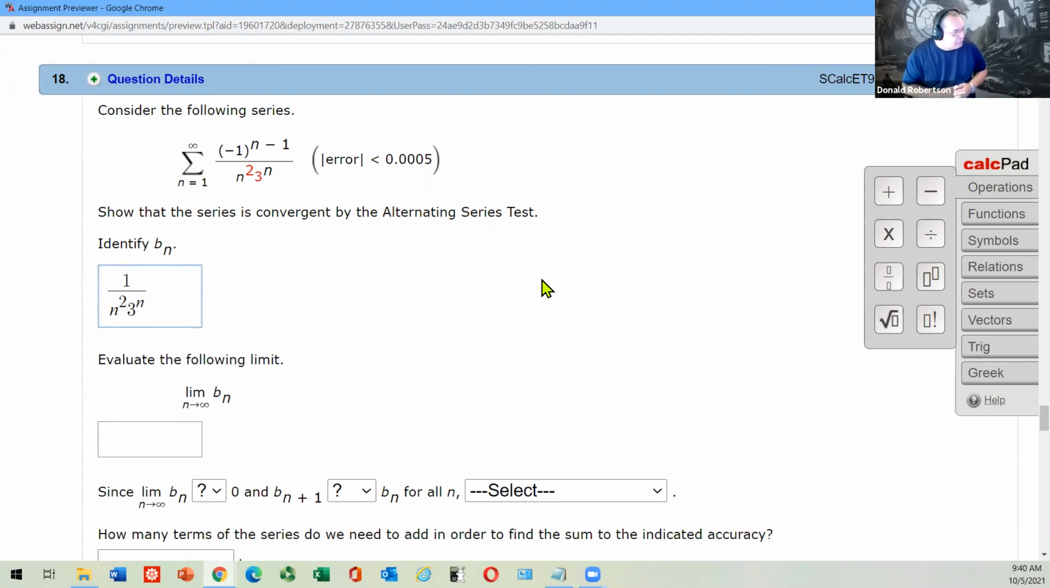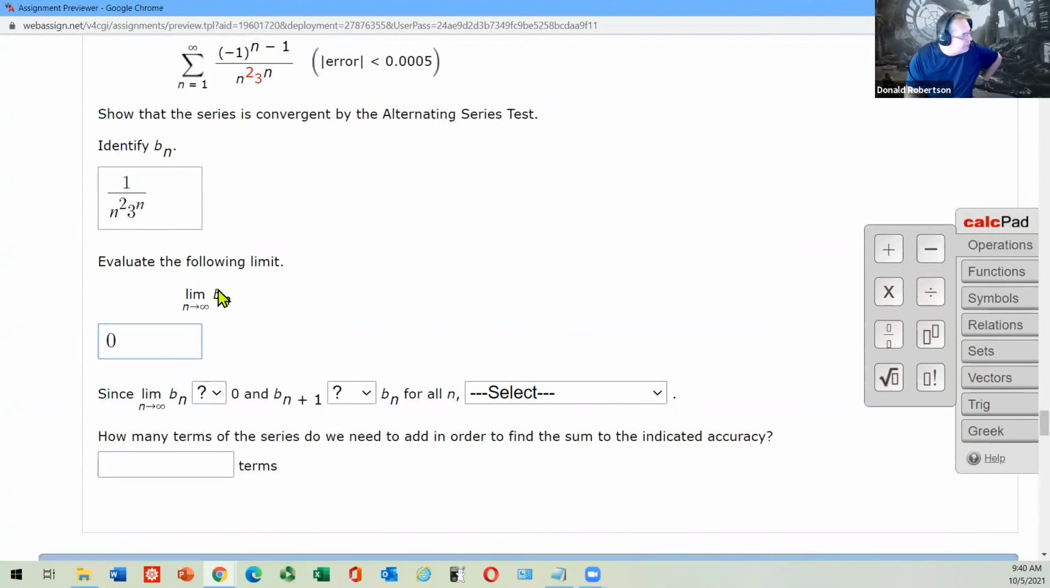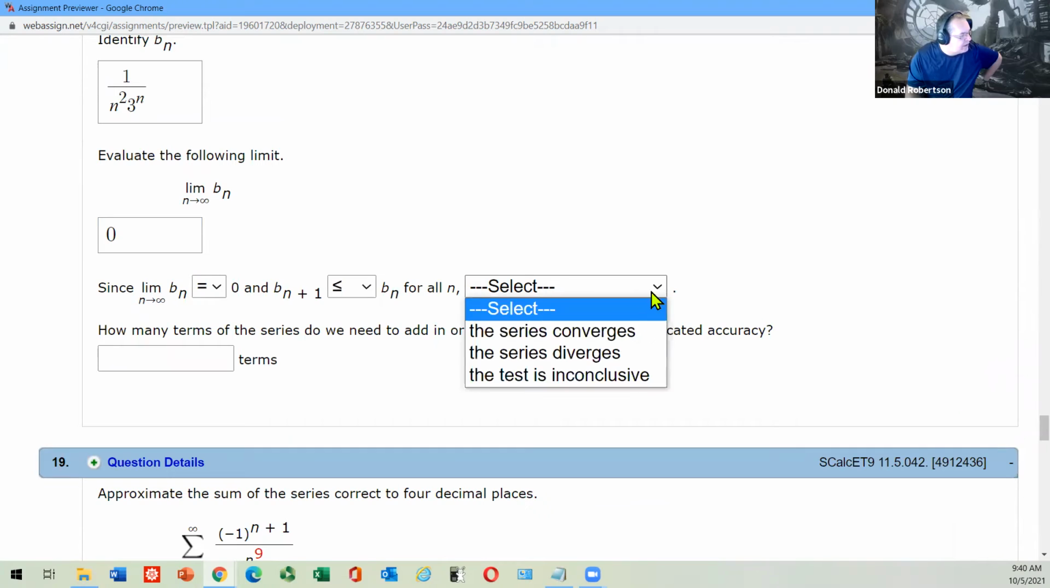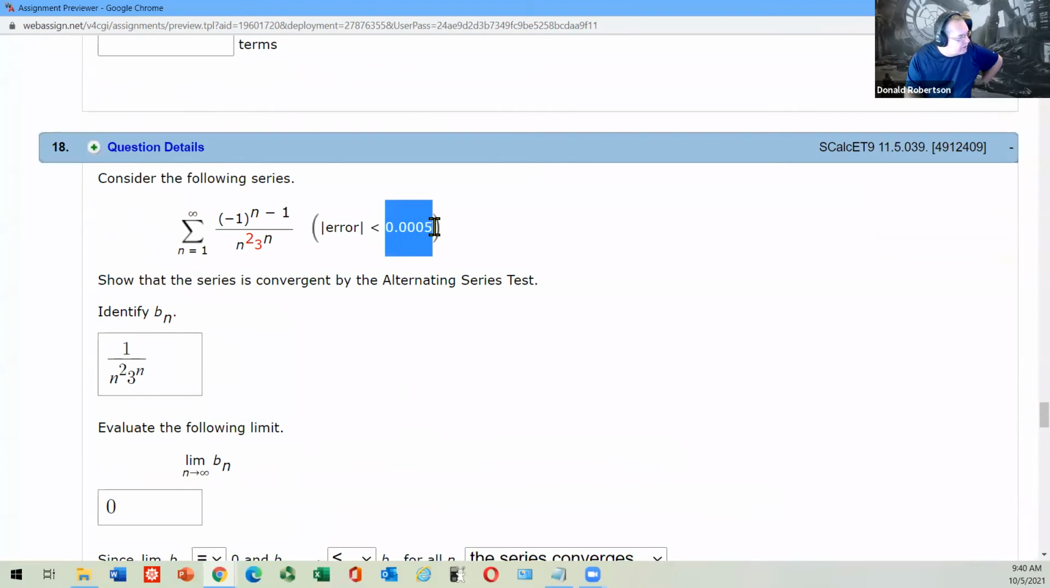So far, so good. Would you agree this is an alternating series, and that's the bn? Wouldn't the answer to this be 0? Can you just do brute force, right? Just plug in infinity, it goes to 0, right? Since the limit of bn is equal to 0, and this guy is decreasing for all values of n, the series converges. They're trying to get you to do a little bit of working, even if it's not much. And then it's how many terms do you need to get the accuracy? Oh, I better show you that one.